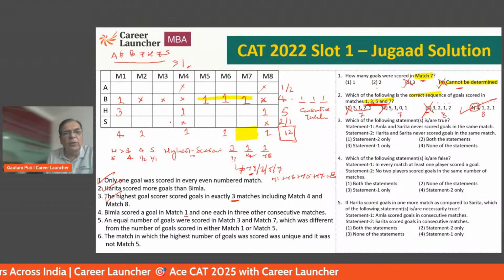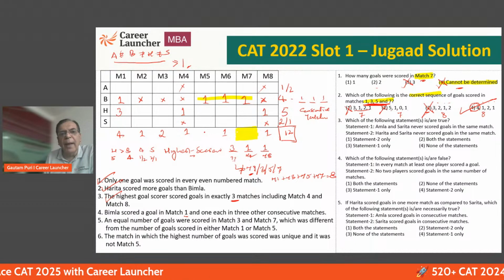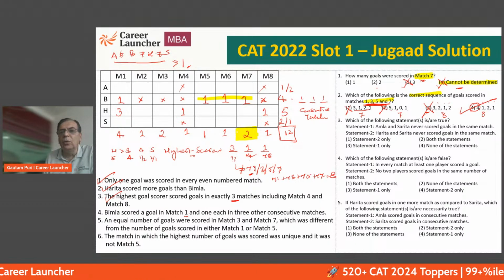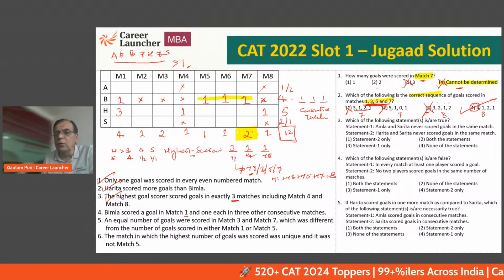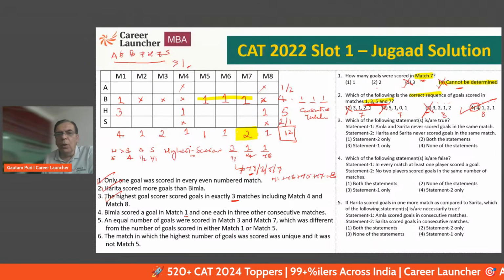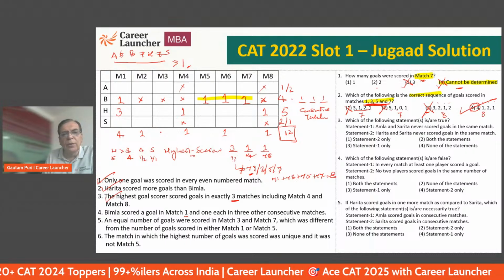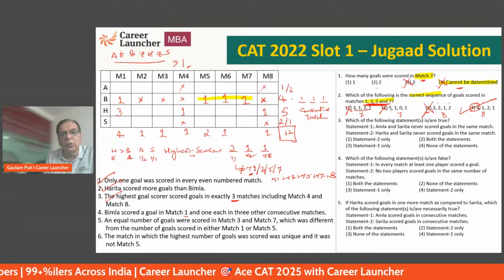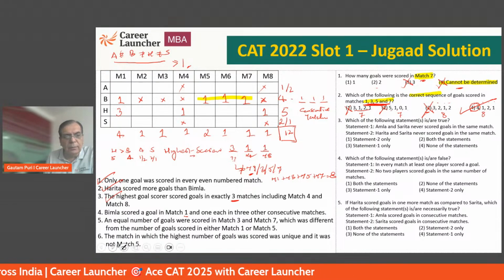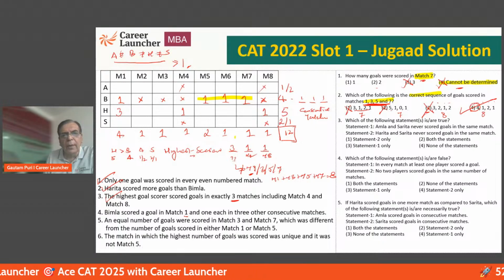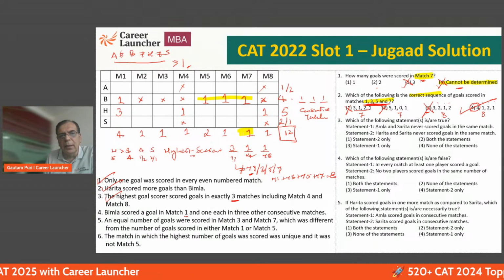And what does it say? 4, 1, 2, 1. So match 1, 4, match 3, 1, match 5, 2. Sorry, I've written it incorrectly. My mistake. This is 4, 1, 2, and 1. Okay, so this is what we wanted.